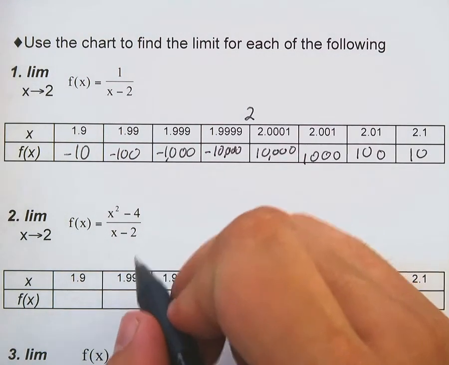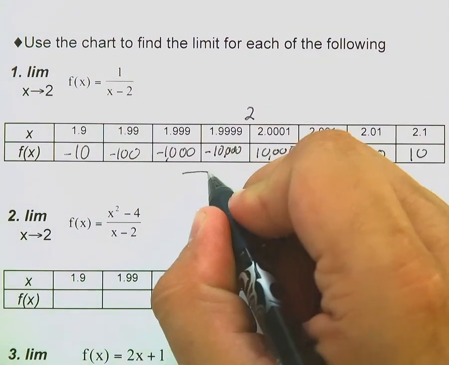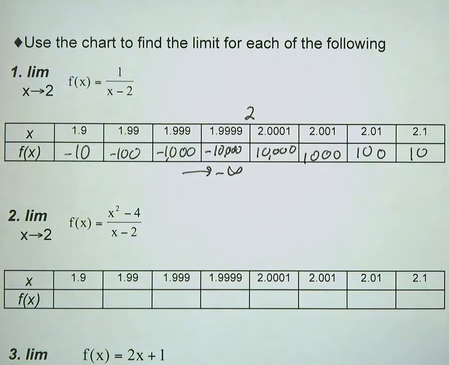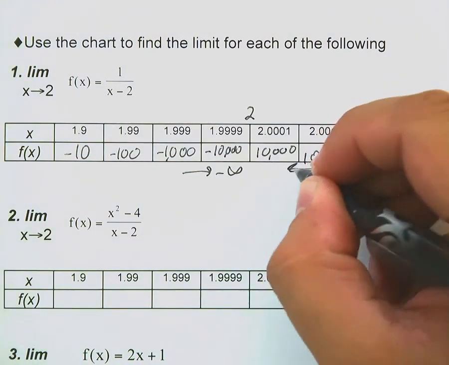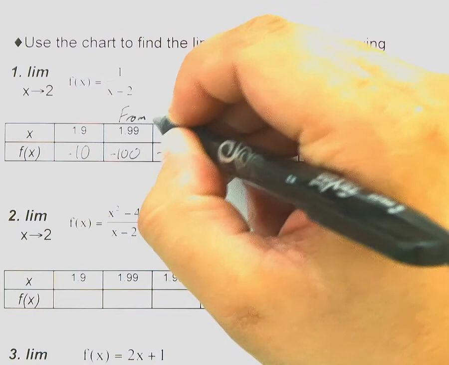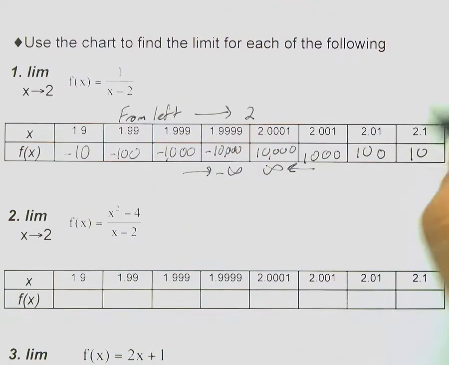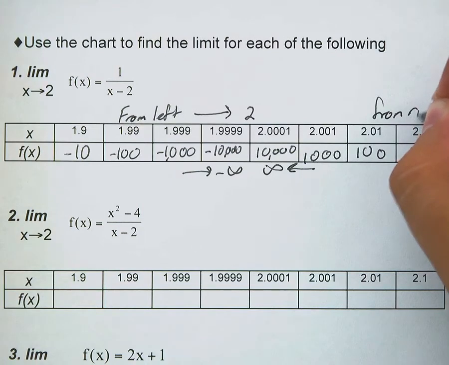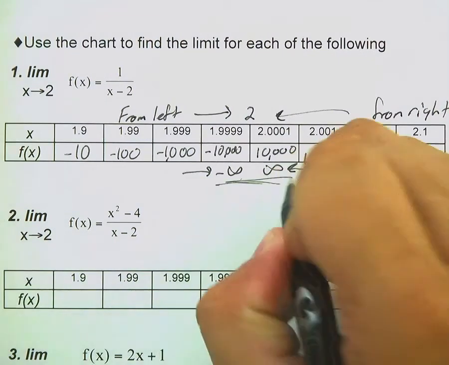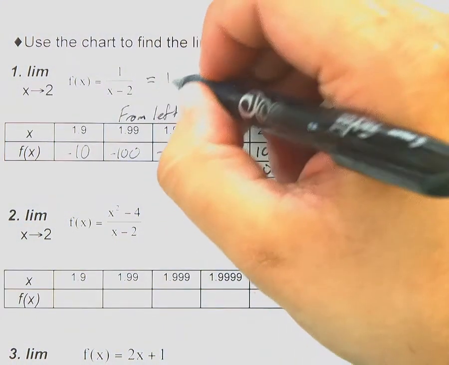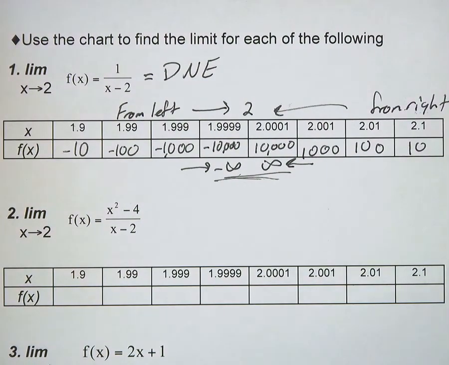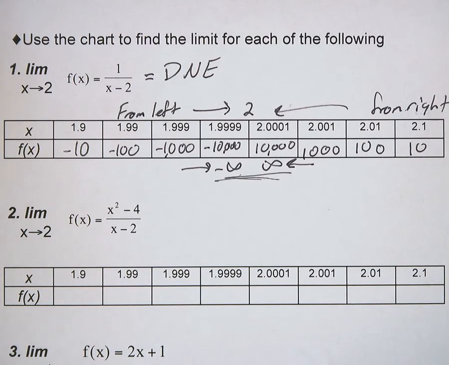So if you notice, you're actually going to two different values. This is getting ridiculously close to negative infinity here. Keep adding 9s, you'll keep getting closer to that. This is getting ridiculously close to positive infinity here. So you're approaching two different values. This is going from the left, approaching 2. This is going from the right, approaching 2. Since you are going to two different values here, that means this limit does not exist. Two different values means that it does not exist.